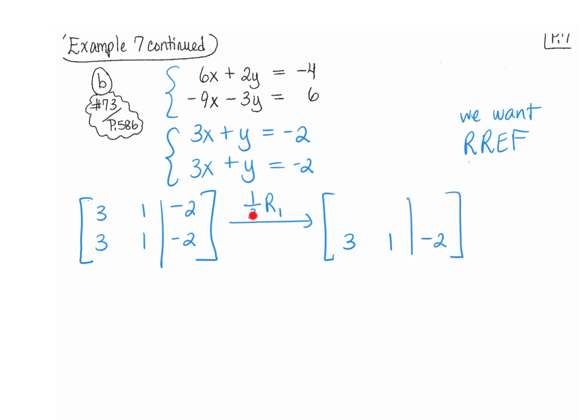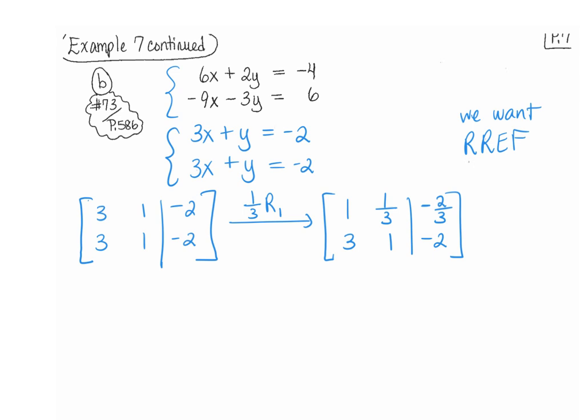Now 1/3 times 3 is 1. What's the next one? Good. 1/3 times 1 is 1/3. What's our next one? Can't hear you? 1/3 times -2 is? Good. Both of you. You got it.